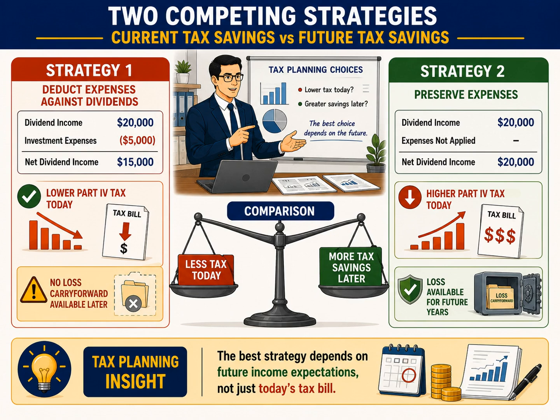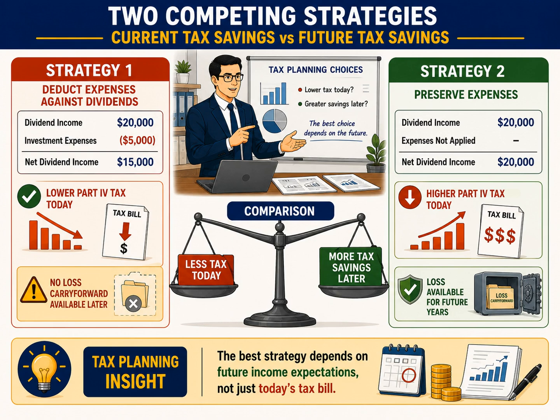In this approach, the corporation deducts investment expenses directly against dividend income. The corporation earns $20,000 of dividend income and applies $5,000 of investment expenses against that income. As a result, net dividend income falls to $15,000. The immediate benefit is obvious. Because dividend income is lower, the corporation pays less Part 4 tax in the current year. For many taxpayers, this seems like the ideal result. The tax bill is reduced right away, and the corporation keeps more cash in the short term.